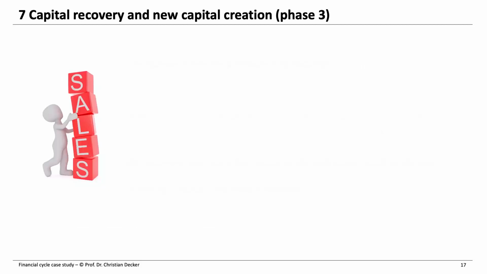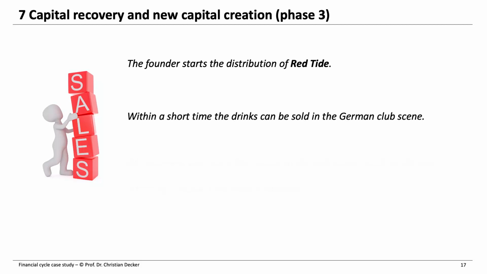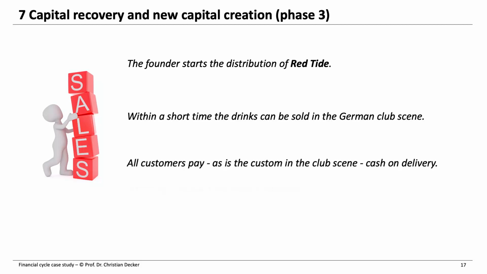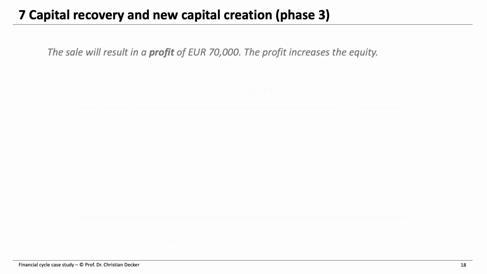Let us now look at capital recovery and new capital creation in the case study. The founder starts the distribution of Red Tide. Within a short time, the drinks can be sold in the German club scene. All customers pay, as is the custom in the club scene, cash on delivery. A total of 250,000 euro net is collected. The sale resulted in a profit of 70,000 euro.